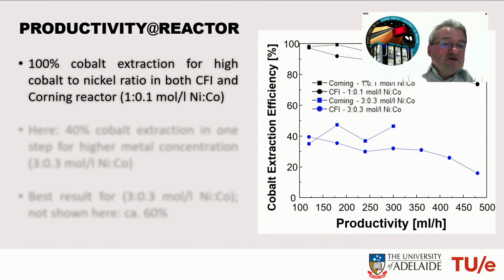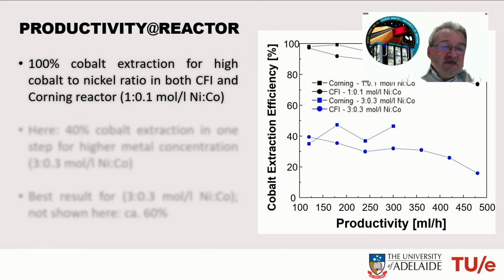If you talk about productivity, I clearly would say, yes, we are not there. We have to develop reactor concepts which can process much more. But what I can say here is we have reasonable extraction efficiencies up to 500 milliliter per hour. So if I transfer this in a productivity per day, I can say we have 100 to 150 grams of cobalt, which we can produce.